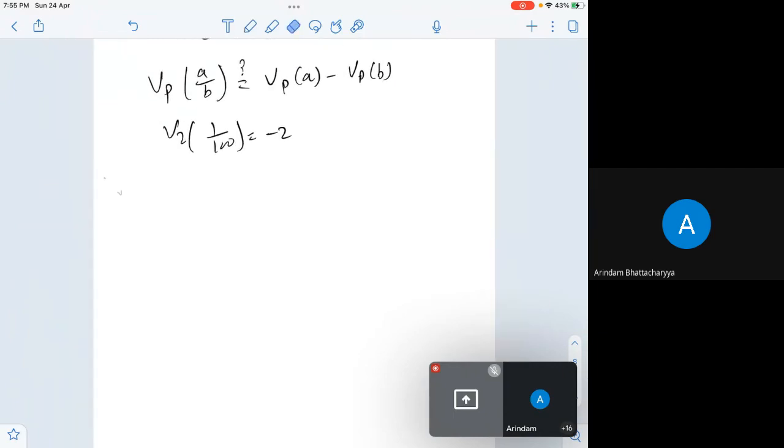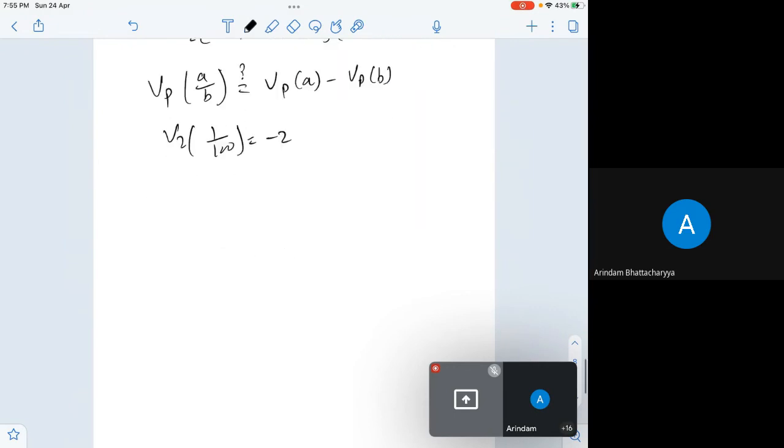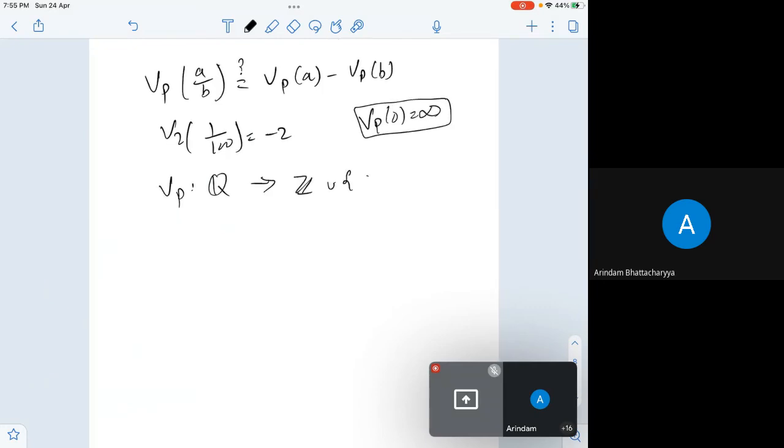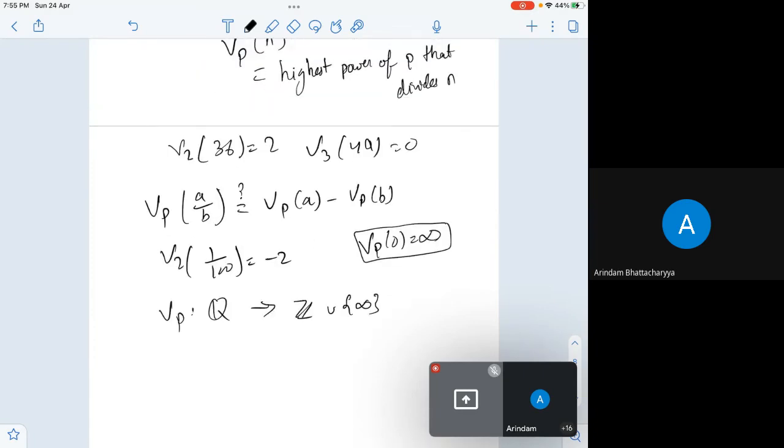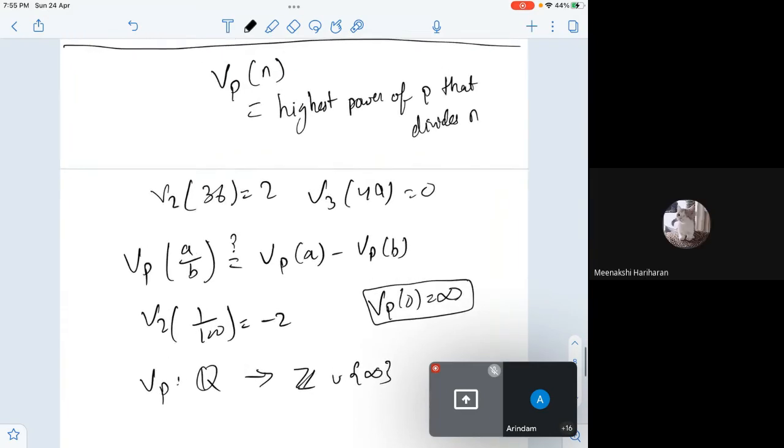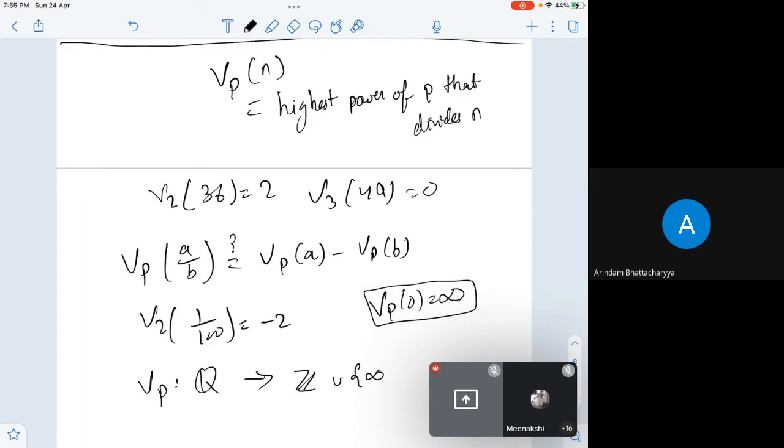So what we have now is Vp is a function from Q to Z. Well, actually Z even with infinity, if we define Vp of 0 to be infinity. Right? Vp takes elements of Q and outputs elements of Z. Why infinity? What's the highest power of p that divides 0? It could be anything. p to any power can divide 0, right? So very large, infinite. It does make sense, right?